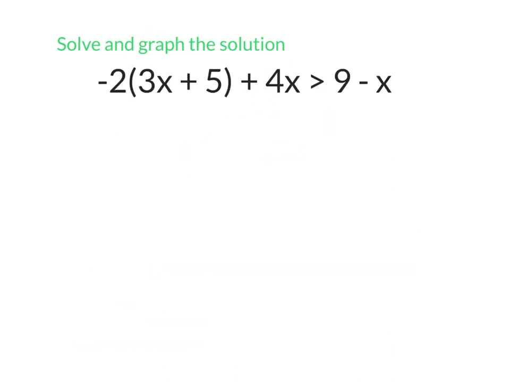All right, just one more. And then I would think that this is a quick enough review. If not, go back to the folder on inequalities and you'll find more practice problems.